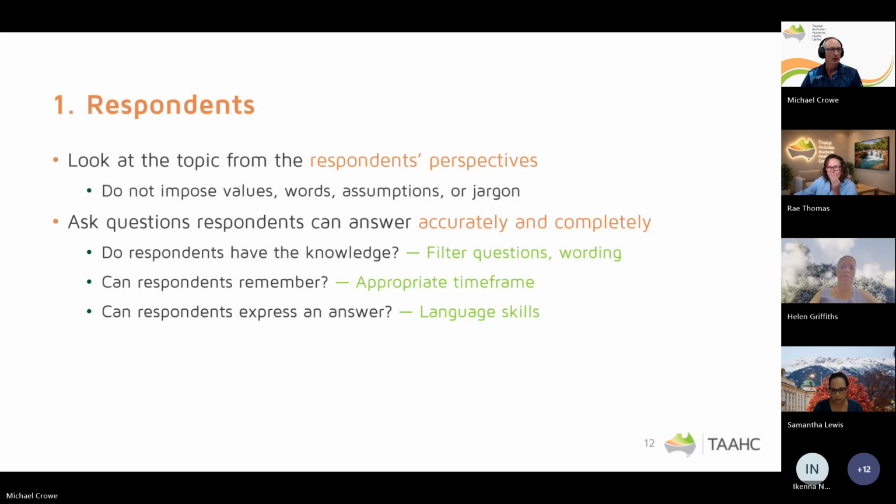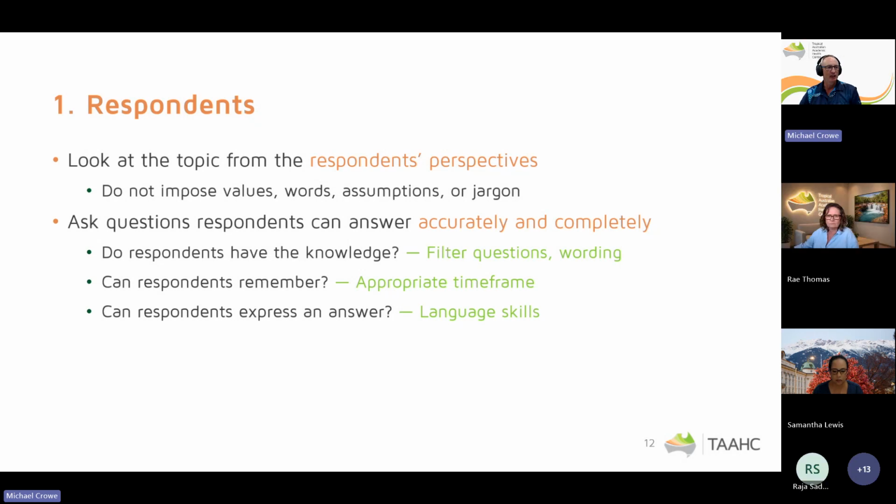Can the respondents remember what you're asking? That becomes a big one in a lot of questionnaires, because if you're dealing with much older people, they may not be able to remember. And you may have to add in additional prompts to help people to remember.